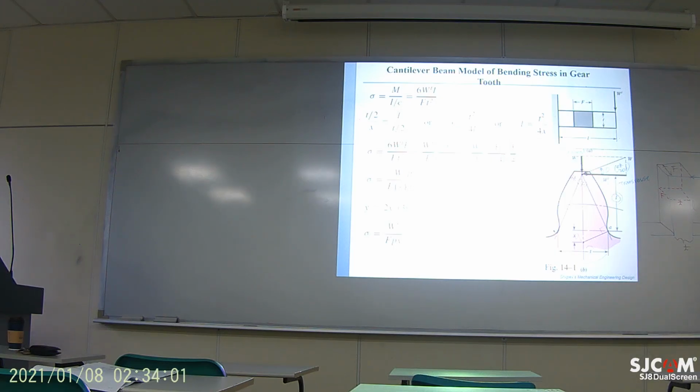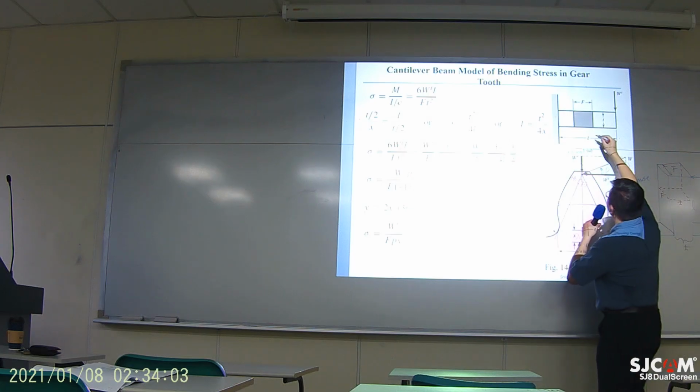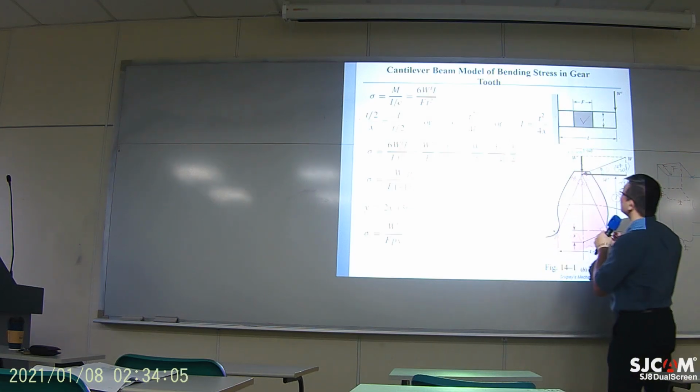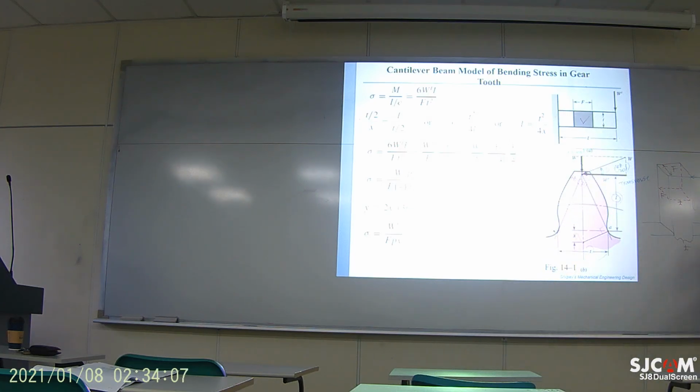Okay? That's why they have drawn this gray area on the top. That is how they represent the cross section. Okay? So sometimes if you just observe this drawing for the first time, what does that gray area mean? That's only for representing the cross section.